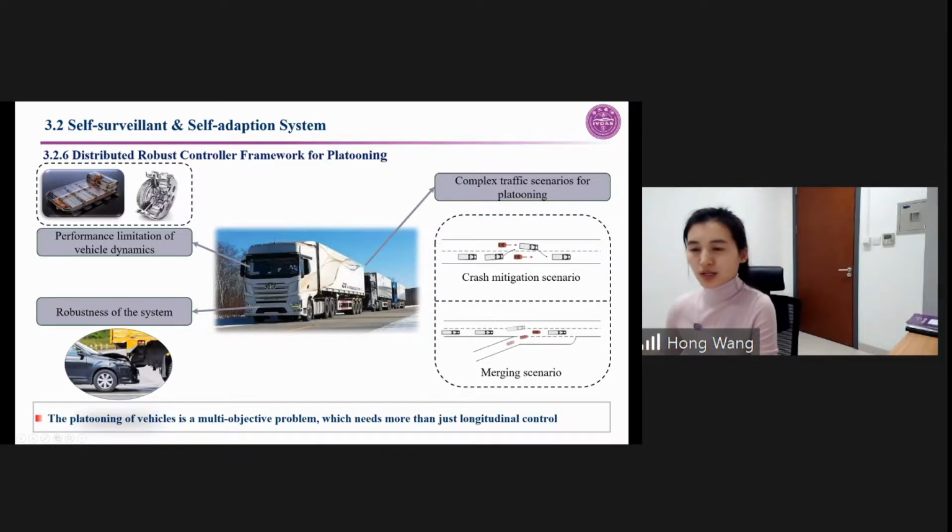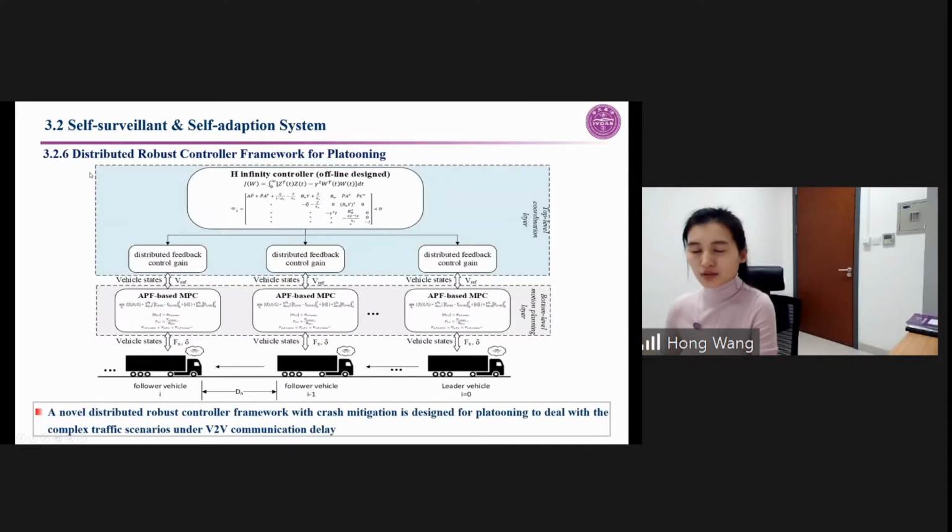So we try to propose and establish one distributed robust controller framework, which can solve the problem of V2V communication time delay or packet dropout, and we can also combine the lateral control with the longitudinal control. There is one novel distributed robust controller framework with crash mitigation designed for platooning to deal with the complex traffic scenario under V2V communication delay.